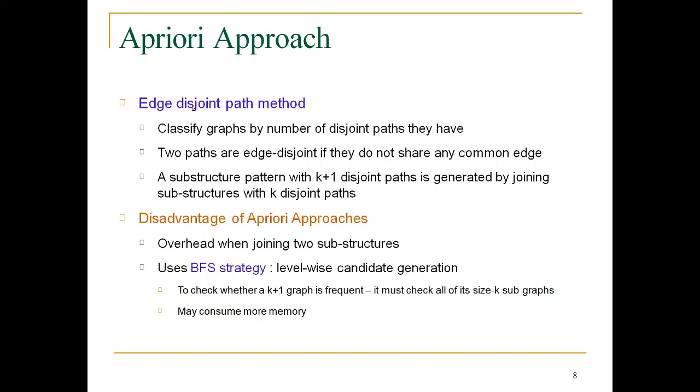The edge-disjoint path method classifies the graph by the number of disjoint paths they have. Two paths are edge-disjoint if they do not share any common edges. A substructure pattern of k plus 1 disjoint paths is generated by joining the substructures. Since we have k disjoint paths, we get k plus 1 disjoint paths for the substructures.